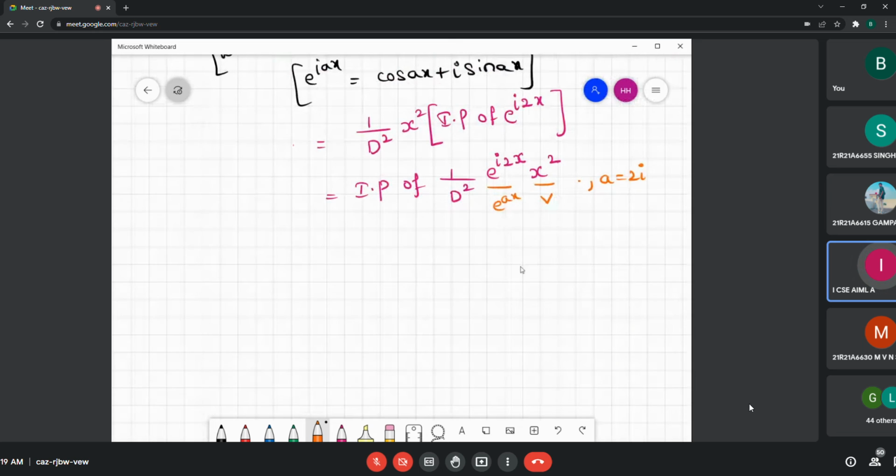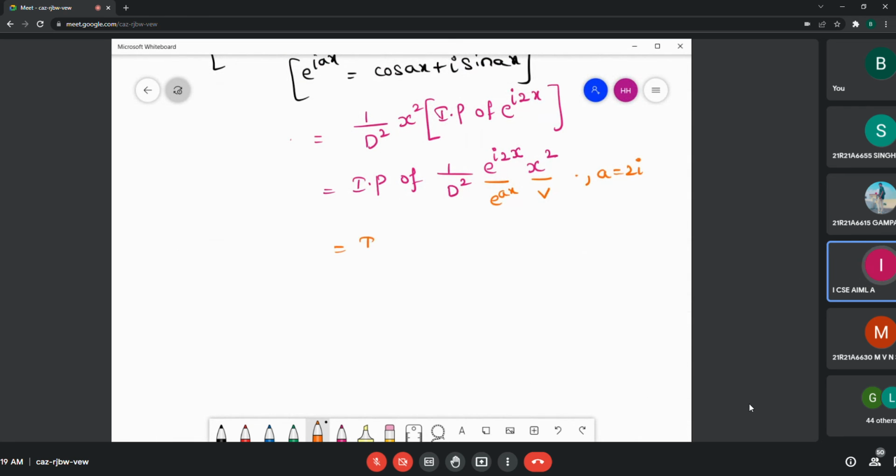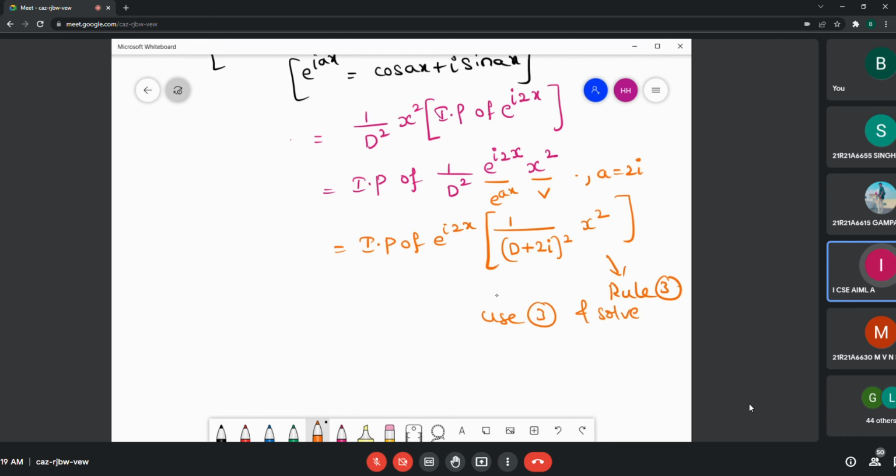Now I can substitute d by d plus a. That is rule 4 we are using: e power i2x into 1 by (d plus 2i) whole square into x square. Now this is rule 3. Then use rule 3 and solve this.